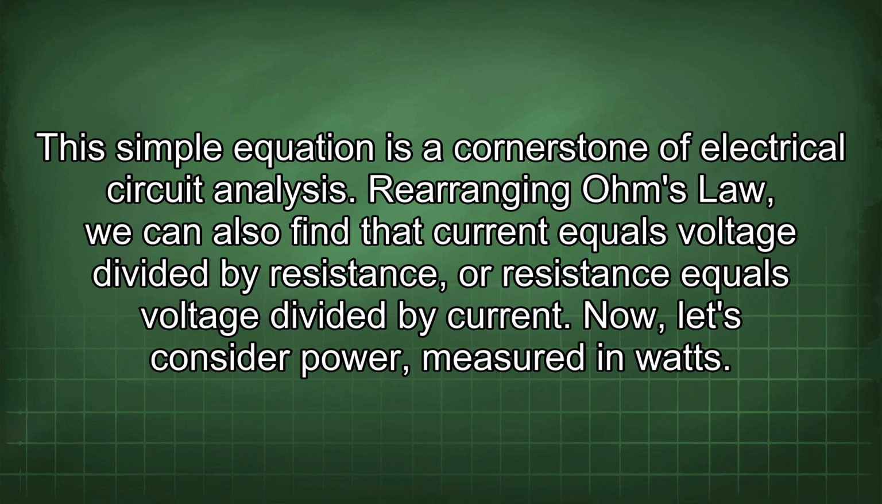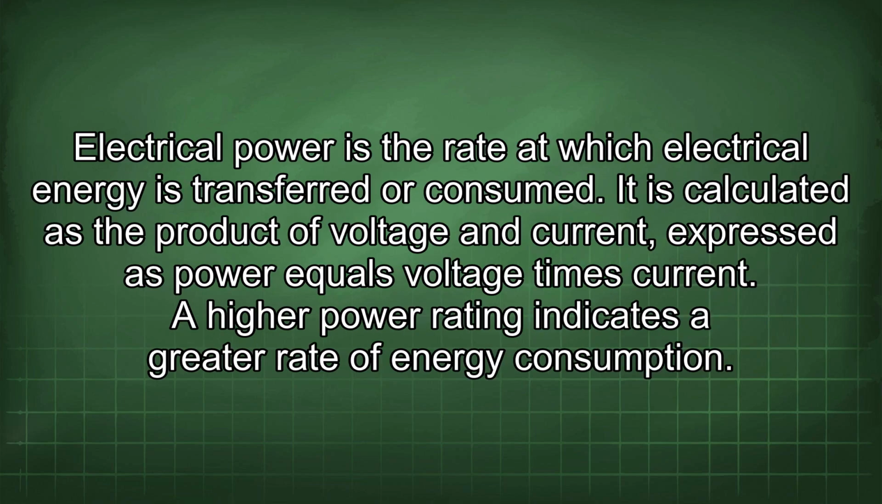Rearranging Ohm's law, we can also find that current equals voltage divided by resistance, or resistance equals voltage divided by current. Now, let's consider power, measured in watts. Electrical power is the rate at which electrical energy is transferred or consumed. It is calculated as the product of voltage and current, expressed as power equals voltage times current. A higher power rating indicates a greater rate of energy consumption.